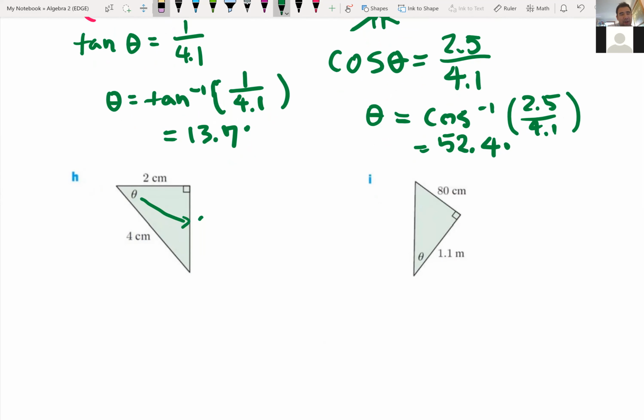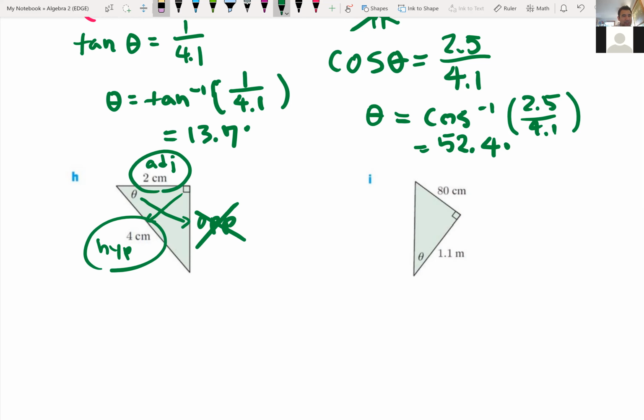This is the opposite. There's nothing, and this is the hypotenuse, and adjacent. Opposite is out because there's nothing on that side. But it's got adjacent and hypotenuse involved in that, right?